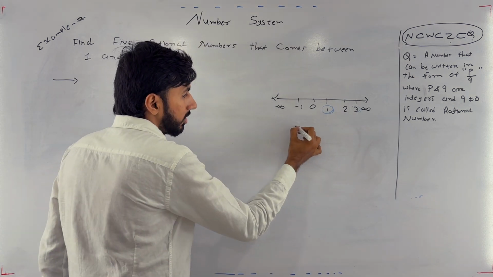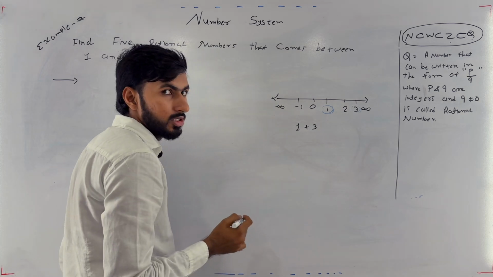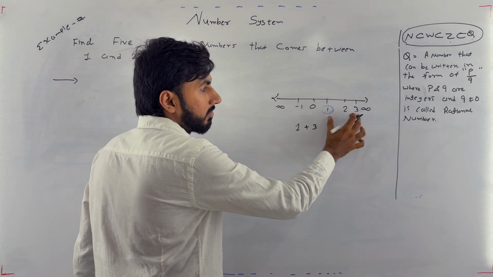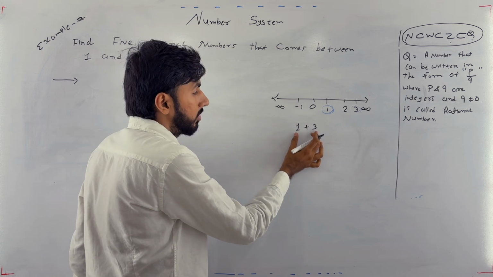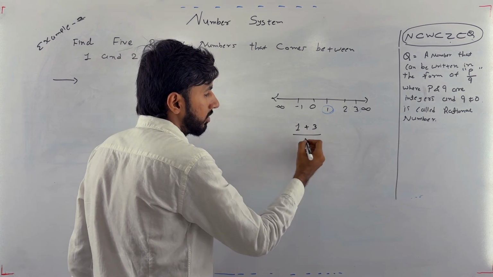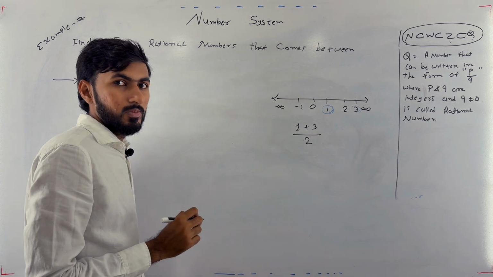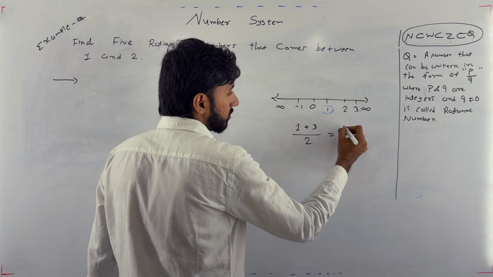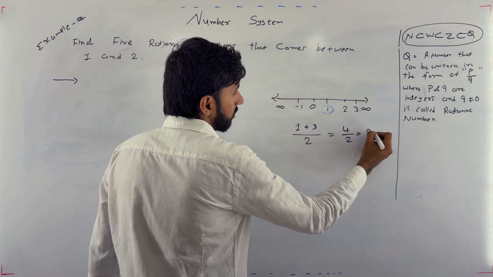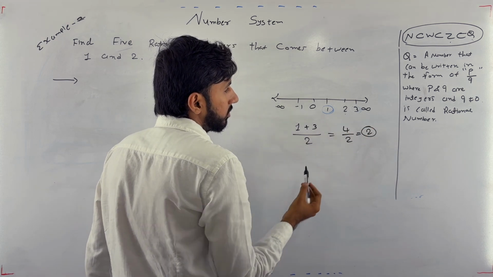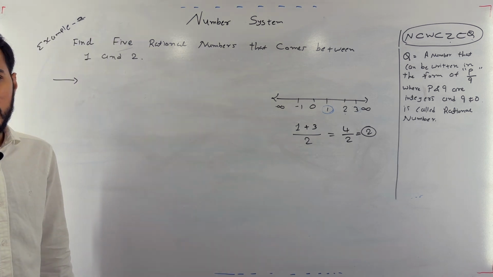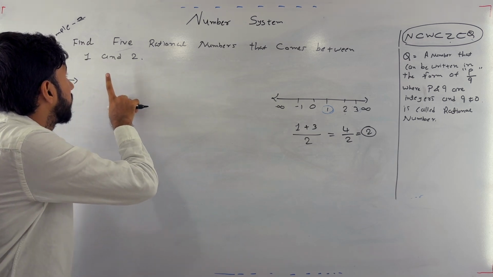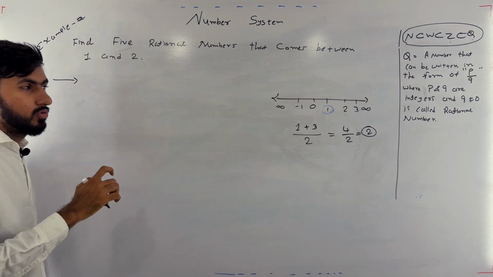What I have to do is just add those two numbers. I have to find a number between 1 and 3, so I add 1 and 3, and in the denominator just write 2. So 3 plus 1 becomes 4 divided by 2. The answer will be 2. You can see 2 is exactly in between 1 and 3, right? This is the method we use to find the numbers that come between 1 and 2.